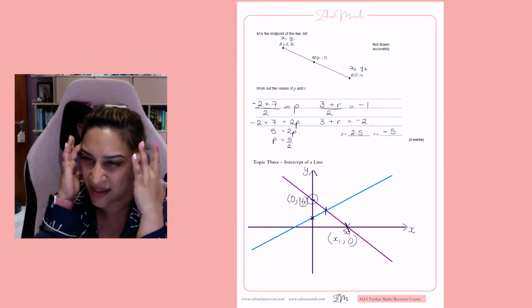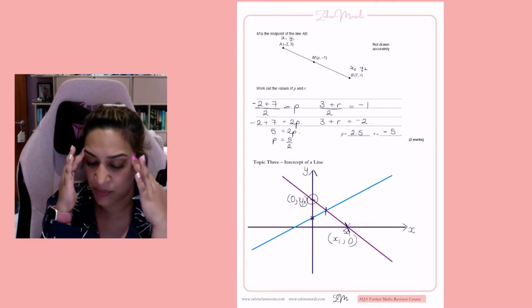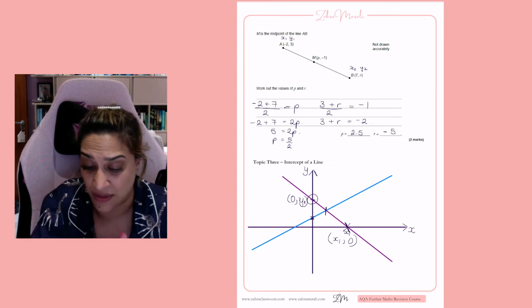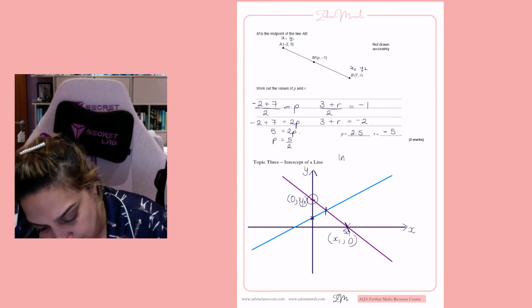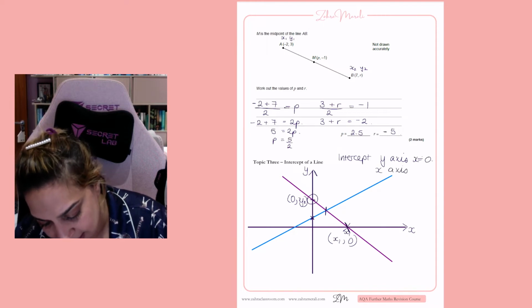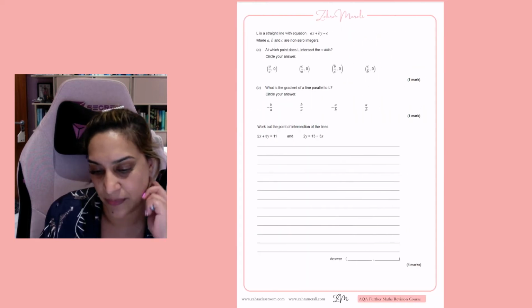So you've got to really think, like if they say, what is the intercept of the x? People normally immediately put x is 0. That's wrong. It's y is 0. So when you intercept the y-axis, x equals 0. And when you intercept the x-axis is when y equals 0. Okay, let's have a look at some questions.